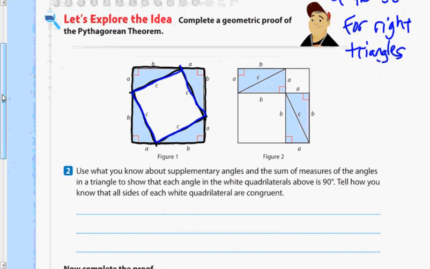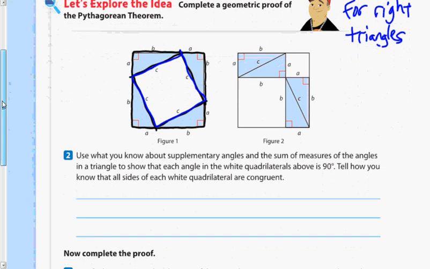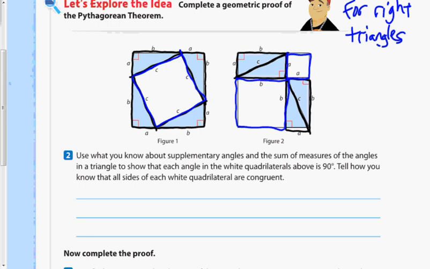So let's complete the geometric proof of the Pythagorean theorem. We have two figures, figure 1 and figure 2, and they're made up of right triangles and squares. So look at number 2. Use what you know about supplementary angles and the sum of the measures of the angles in a triangle to show that each angle in the white quadrilateral is 90 degrees. Tell how you know this.